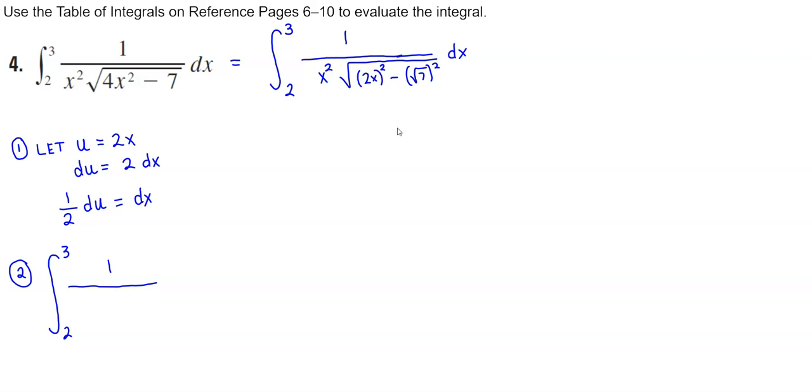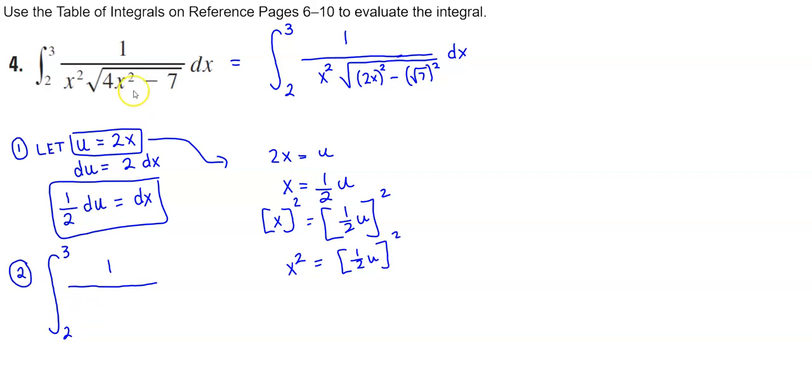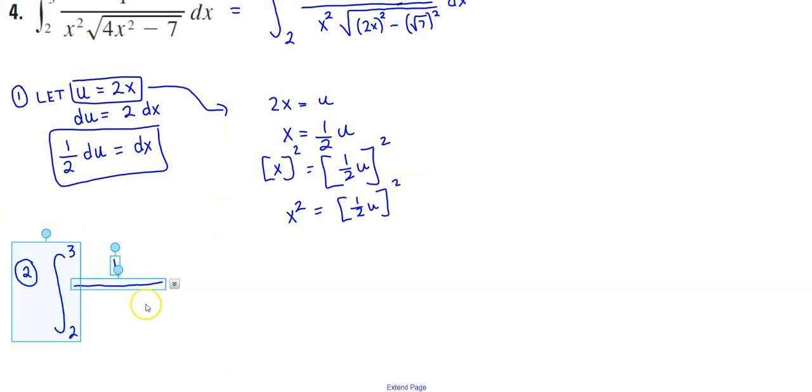x squared. So we need to figure out what x squared is. So we need to use this substitution to solve for x. So we have 2x, which is equal to u. Divide both sides by 2, you have 1/2 u. And then if we square both sides to get x squared, well then x squared is going to equal 1/2 u squared. So now we can substitute x squared, and let's go ahead and write this down just a little further here.